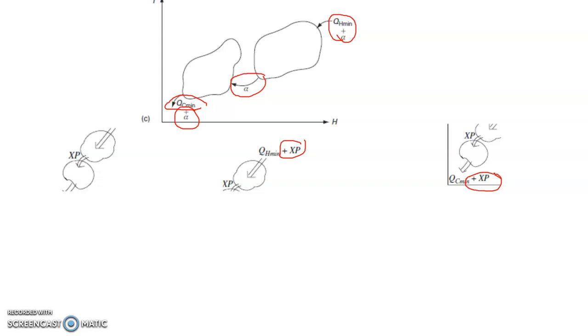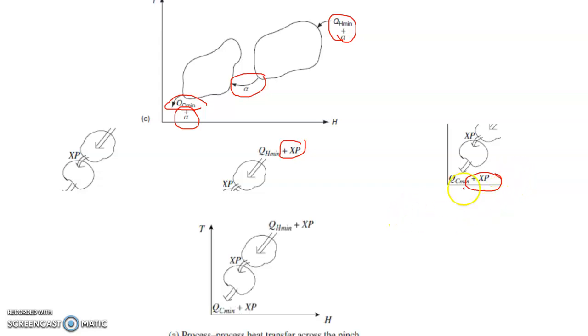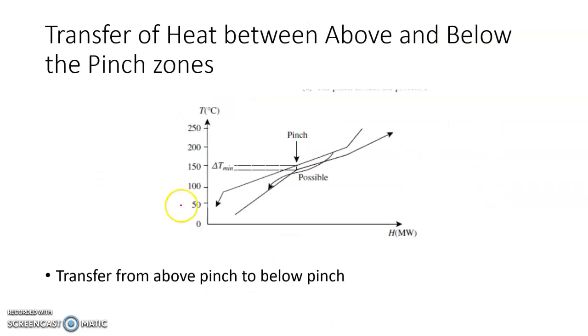Naturally the quality of the utility may change, but if X amount is exchanged from above pinch to below pinch, then I have to pay for 2X times the utility, hot and cold. And hence process to process transfer across the pinch is not a feasible or viable option. Now this is above pinch to below pinch, right? So this is something which I can do.